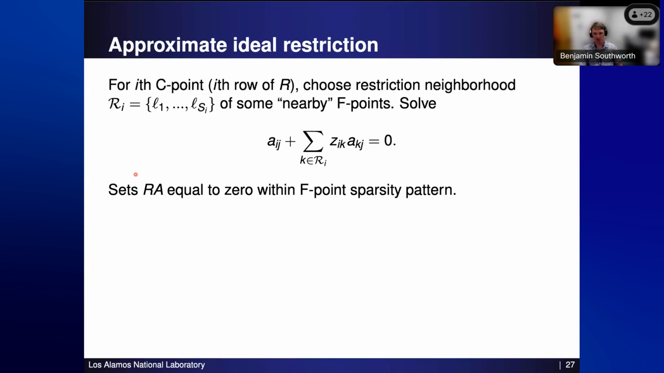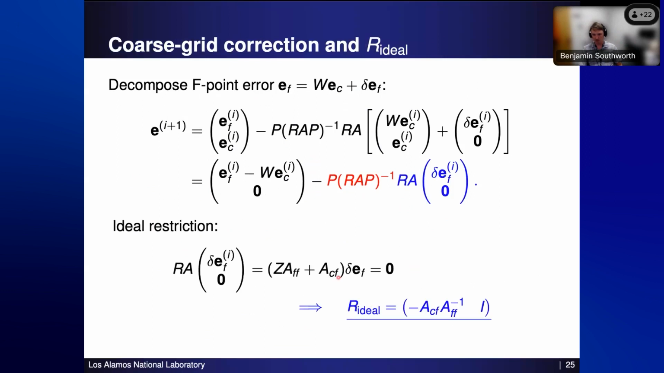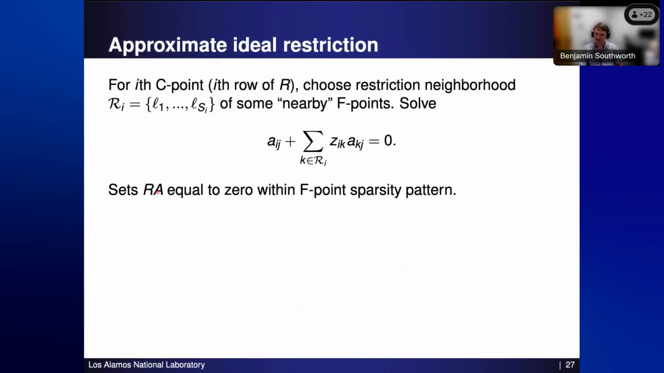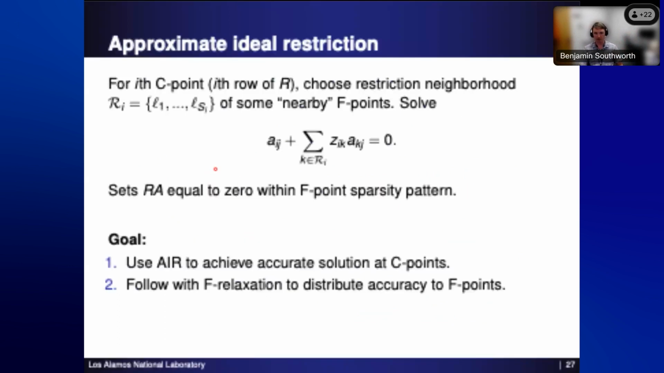And really what this does on a more intuitive level is it sets RA equal to 0 within a predetermined sparsity pattern. So remember, for our ideal, we want to solve RA times anything right here equals 0. And so what we do is we pick in R a predetermined sparsity pattern, and we say that we're always going to satisfy R equals 0 within that sparsity pattern. And we get fill-in elsewhere. You can't solve it exactly, but that's how we define our approximation. And to do that, each row requires solving this small, dense linear system. And so it's relatively cheap and straightforward to form algorithmically.